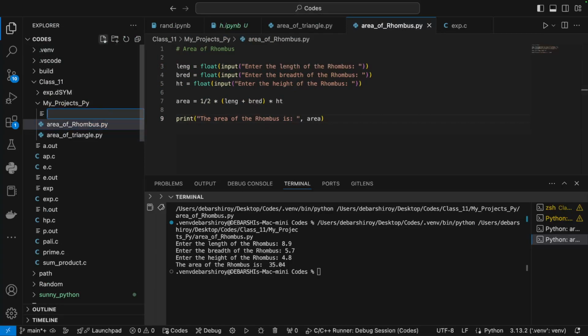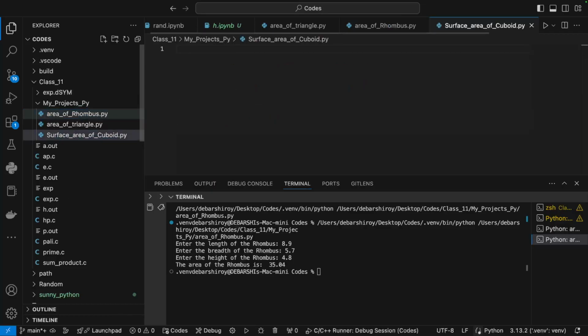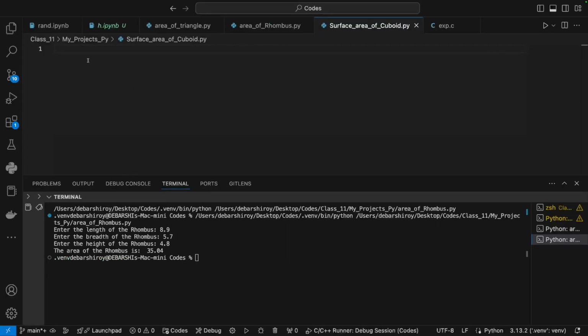Area of rhombus, then surface area of cuboid, right? Surface area of cuboid dot py. Okay. Surface area of cuboid. So for faster viewing of this video I am just moving forward the main coding. I will pause the screen here and you can jot it down if you have not solved it by yourself.